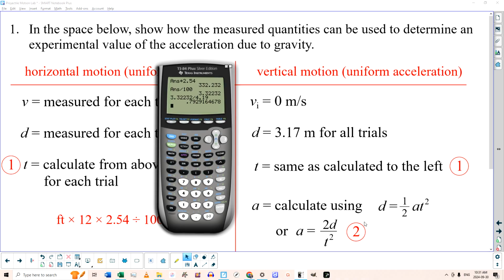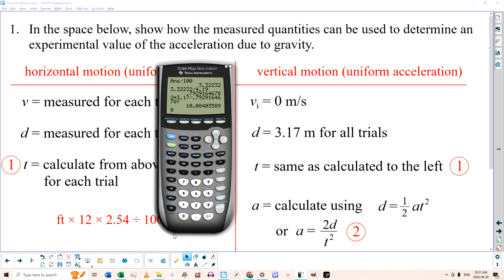So now I can do the calculation on the bottom right of my screen, the acceleration due to gravity, and I'm focusing on the right-hand column here. It is going to be 2 times 3.17, that's the vertical distance, divided by the time, which is this number, squared. And I get 10.08 meters per second squared, which is a very respectable number for high school physics. The acceleration due to gravity is 9.81 meters per second squared.